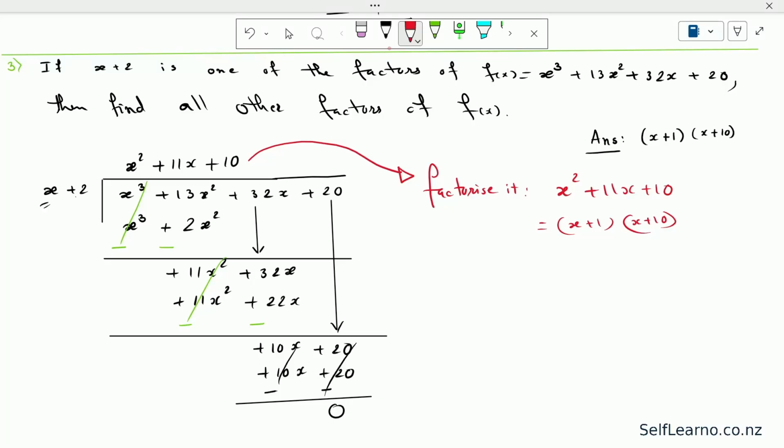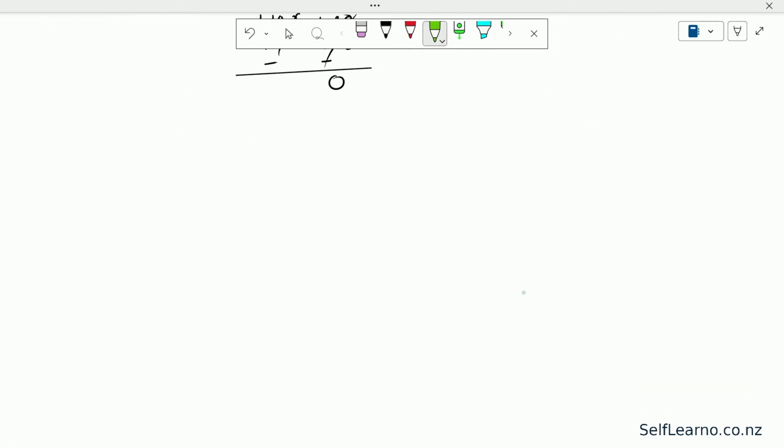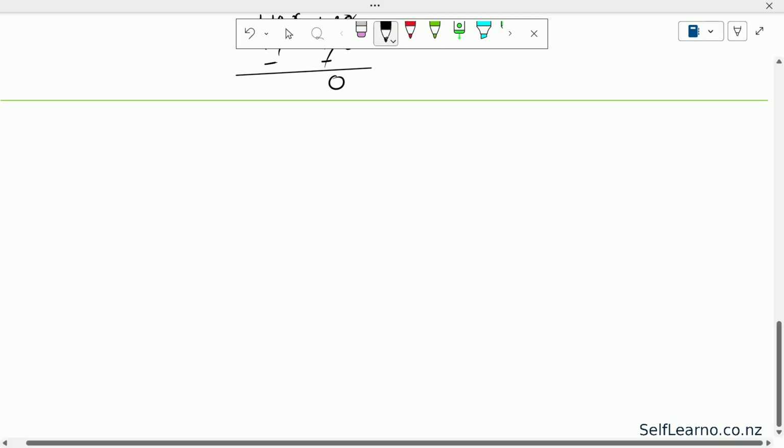You have to handle big numbers. We are in New Zealand, so you have a calculator in your hand, so you should be able to handle big numbers. That is the expectation from you.